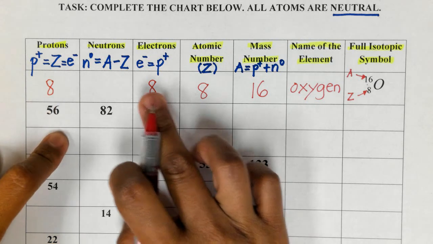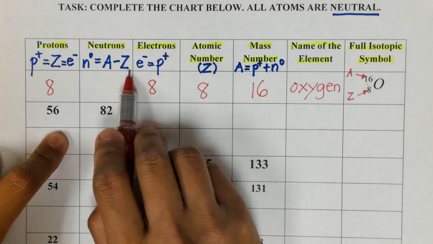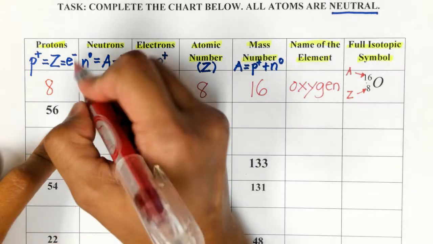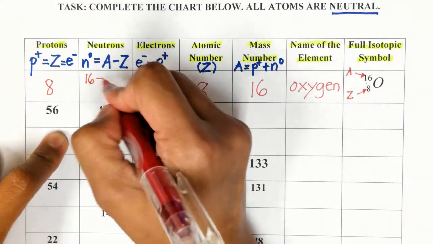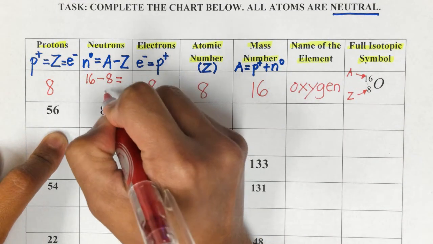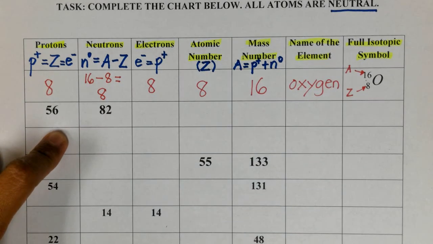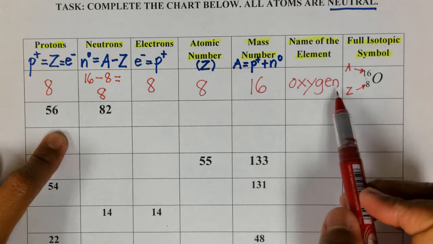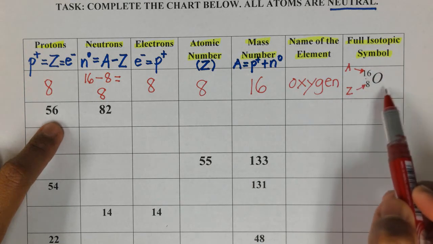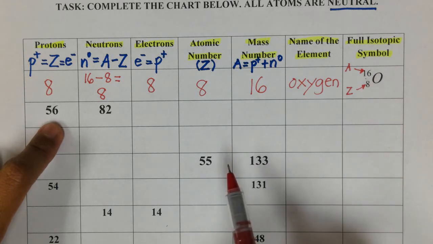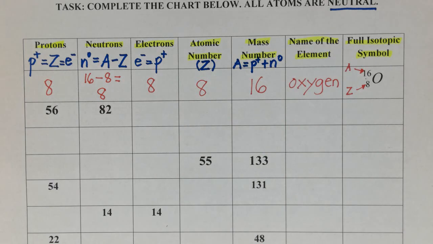Now I want to go to my neutrons. How do I get it? There's a formula: A minus Z. My A is 16, so that is 16 minus Z. Z is 8, so 16 minus 8 equals 8. And that is my neutrons. Now I have completed the information for this oxygen isotope that I'm given. Do we have any questions with regards to this answer?